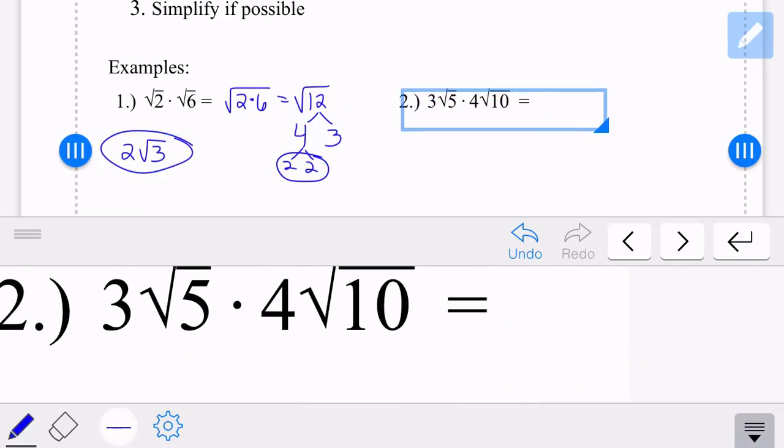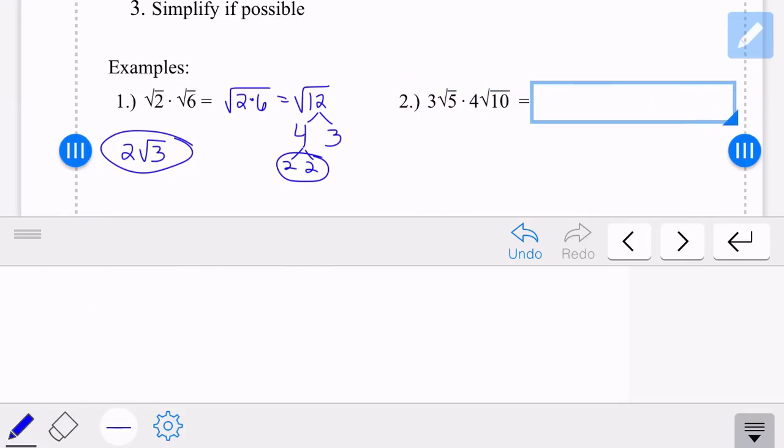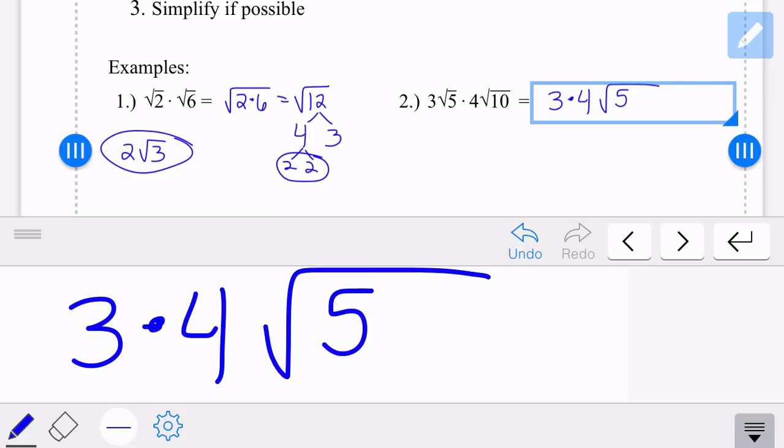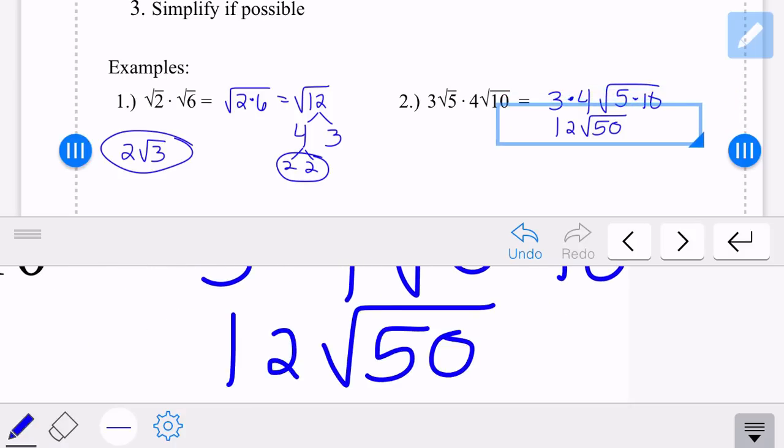All right, next one. Now we have where we've got 3 and 4 outside of the radical, 5 and 10 underneath the radicals. So we're going to multiply that stuff together. So we're going to have the 3 times the 4, the product of the terms on the outside. And then underneath, we're going to do 5 times 10. So what do we get? 3 times 4 is 12. And then the square root of 50.